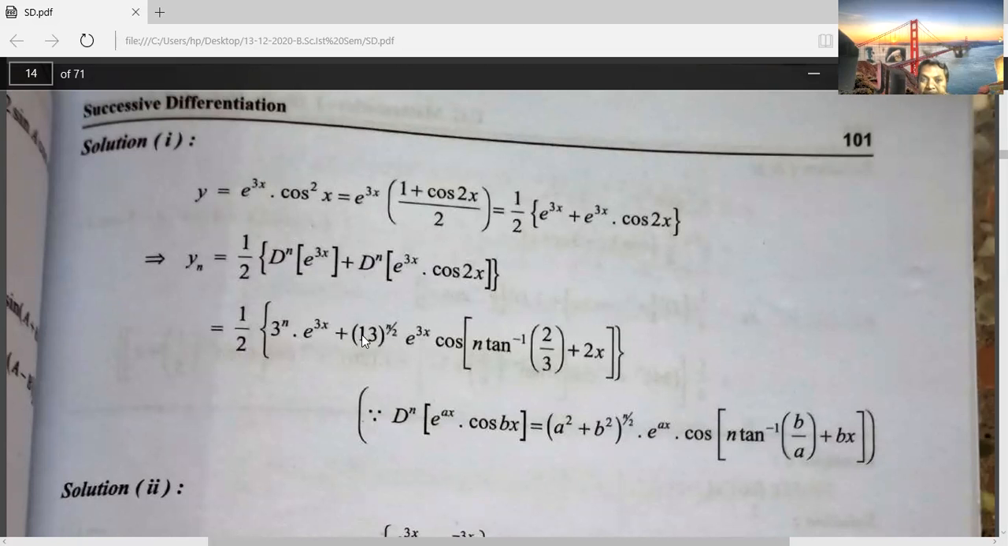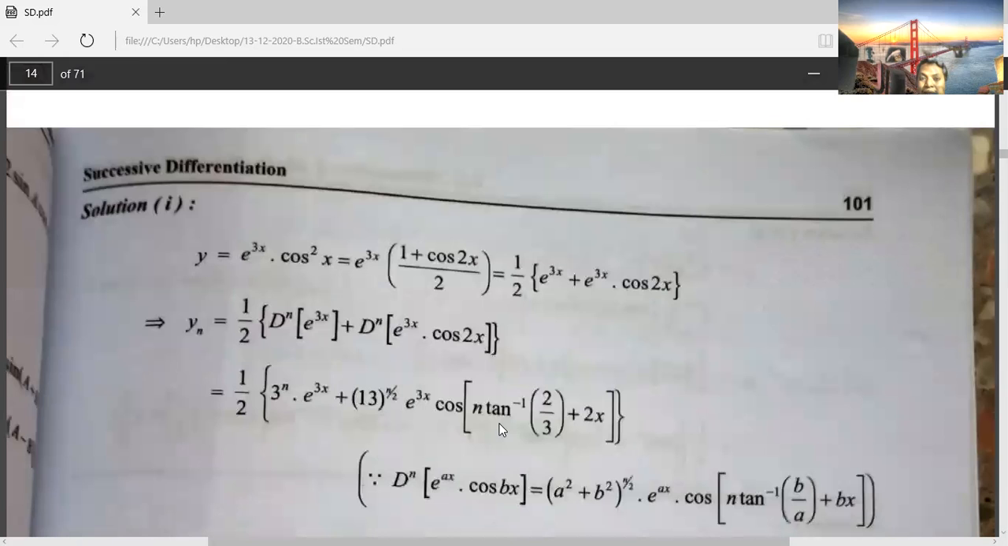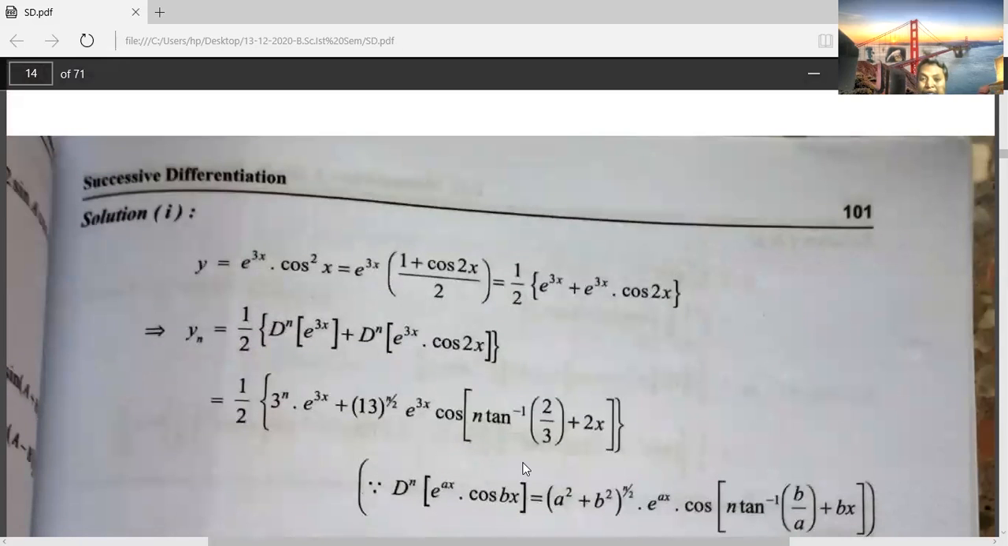Now plus, here you have already taken the formula: the nth derivative of e to the power ax into cos(bx plus c), or cos bx, is given by r to the power n e to the power ax cos(n tan inverse of b by a plus bx), where r equals (a square plus b square) to the power n by 2.